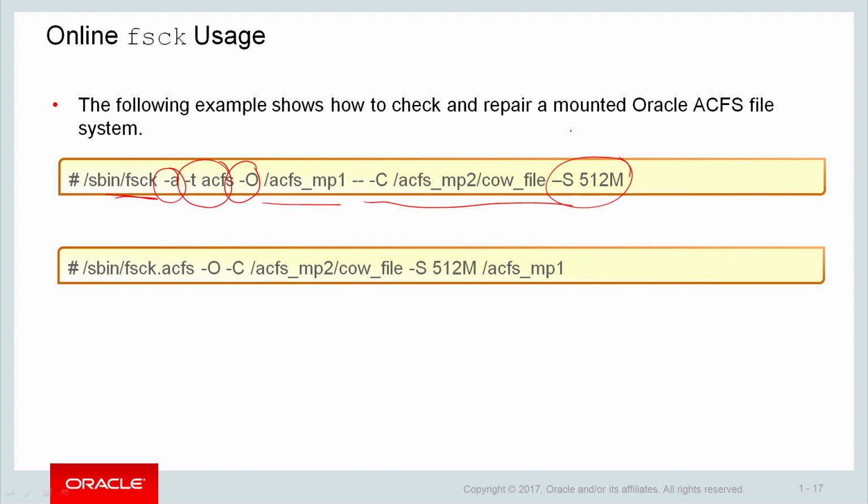Now, the command below is an example of these options in a different order. So -o here to specify we want an online check. This is the name of the COW file, the size of the COW file, and then the name of the file system we want to check. Now, there's no -a in this second command, therefore it's not going to attempt any repairs, but this shows us that we can put the options in any order we want to.